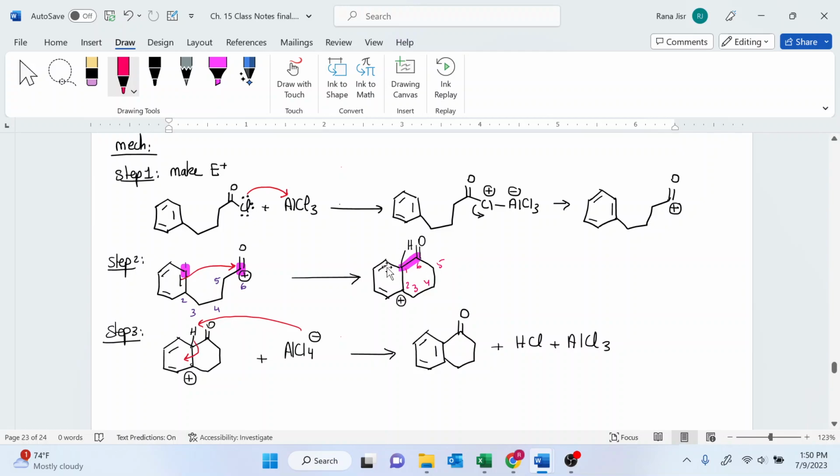And then the last step is for the base to come, take the hydrogen, form a double bond, and you're going to restore the aromaticity of the ring.